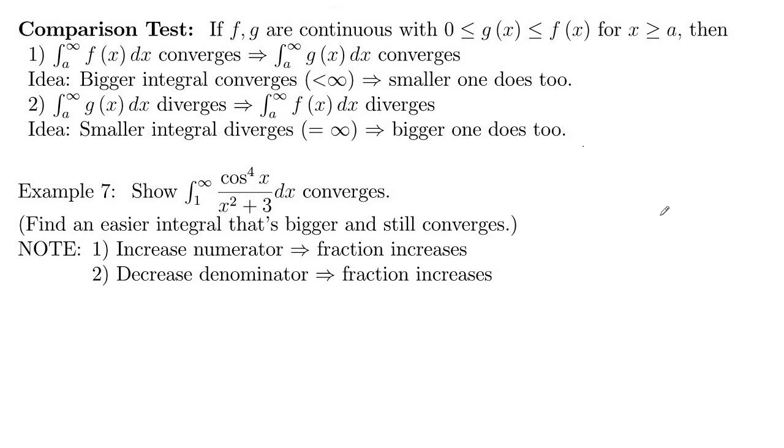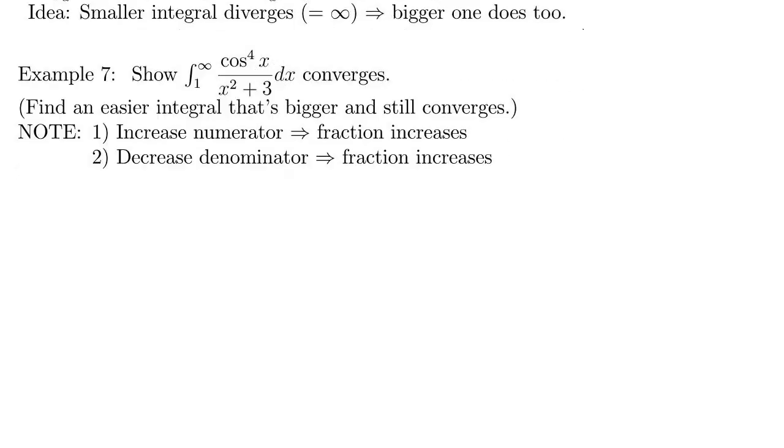So let's look at an example and see how we can use this. We want to show that the integral from 1 to infinity of cosine to the fourth x over x squared plus 3 dx converges. So it doesn't say find an answer, but just show it converges. What we need to do to show this converges is overestimate it with a simpler function.